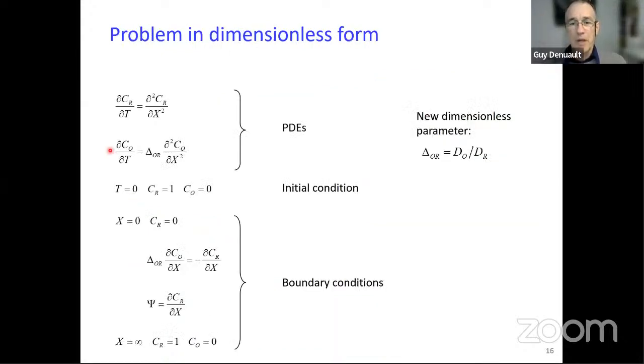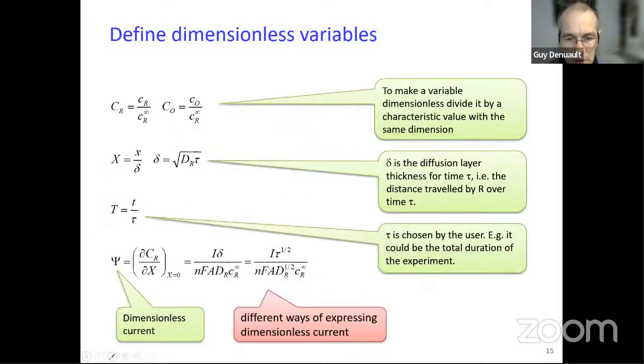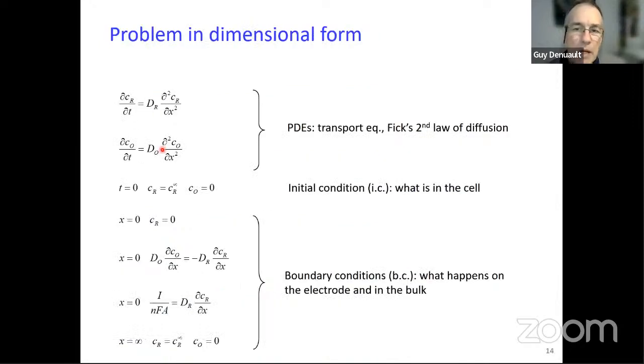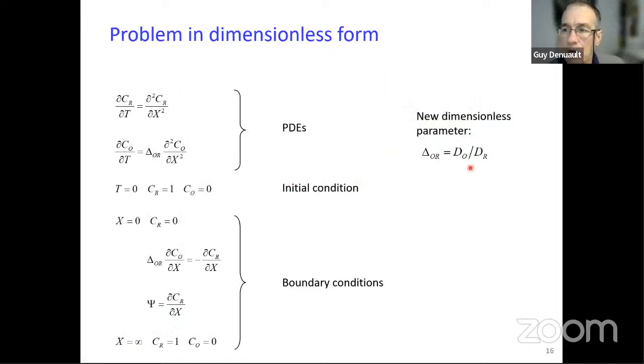So this is the same problem, but now rewritten in dimensionless form. So I've got my dimensionless mass transport equations, so PDEs. You will see that because I've divided by, if I go back here, let me go back one more, you see, we have D_R and D_O. So when we normalize, we'll end up with a new quantity, which is a normalized diffusion coefficient, which is what we have here. This is a quantity that we will need to remember in the future. So normalized time, normalized initial conditions. These are the normalized boundary conditions, normalized current, normalized bulk boundary condition. Okay, so it's exactly the same problem, but it's been rewritten in simpler terms, if you want.